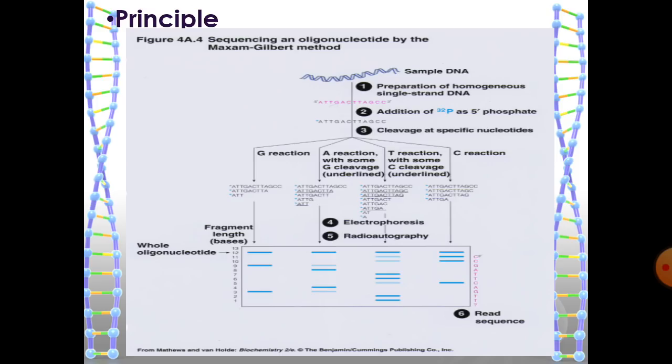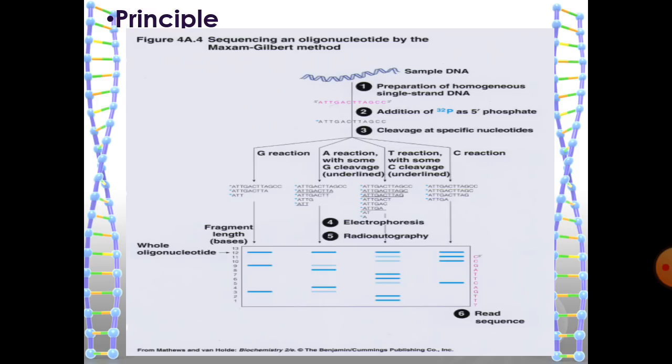Here the reaction takes place in four different tubes. Four different chemicals are used here to cleave the DNA at four different positions. Hydrazine and hydrazine with NaCl, that is sodium chloride, selectively attack pyrimidine nucleotides, while dimethyl sulfate and piperidine attack the purine nucleotides.